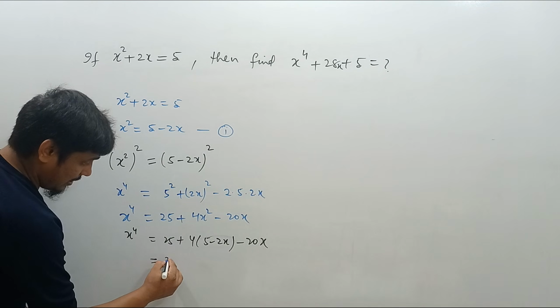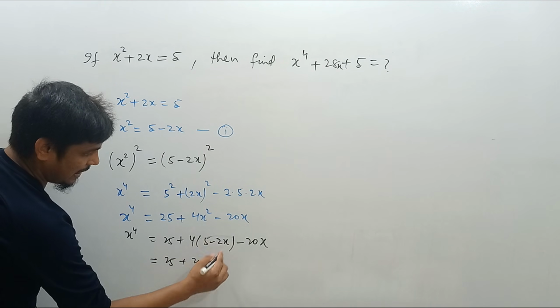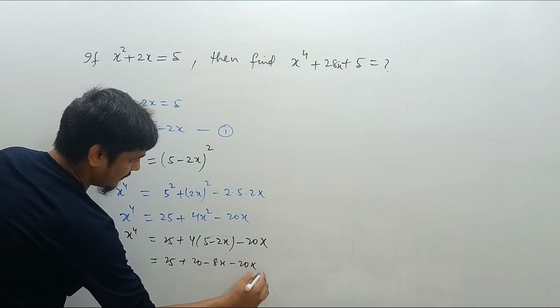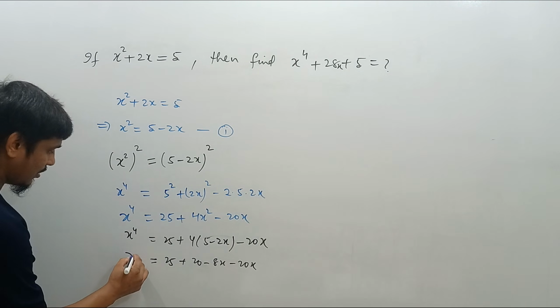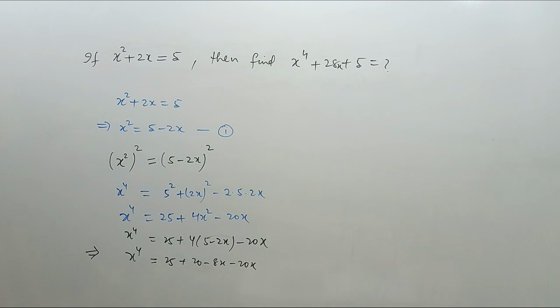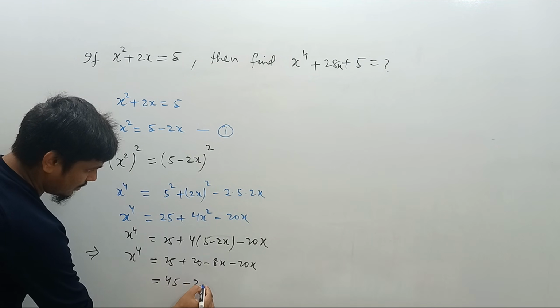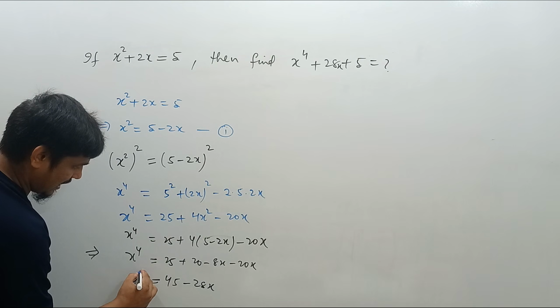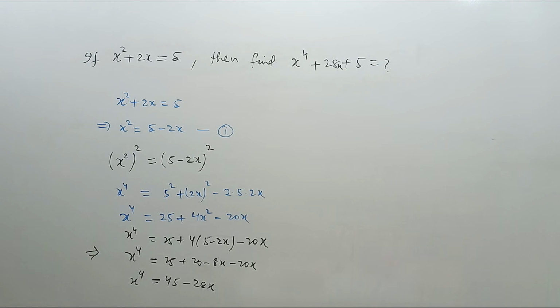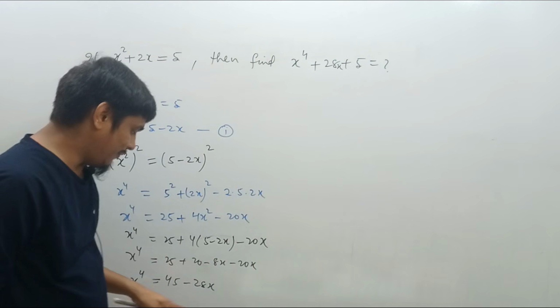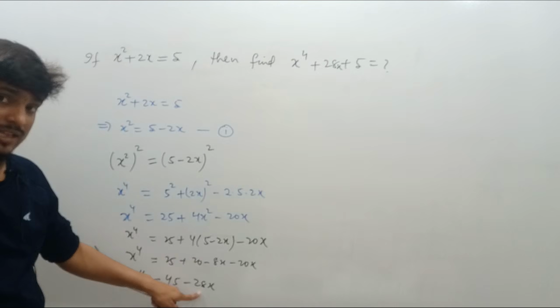So let's try to simplify this. 25 plus 20 minus 8x minus 20x is the value of x to the power 4. So this will become 45 minus 28x; x to the power 4 is equal to 45 minus 28x. In most cases, the question will give a condition so that there will be no need of evaluating the value of x. That will come in the required expression, as we want 28x over here.